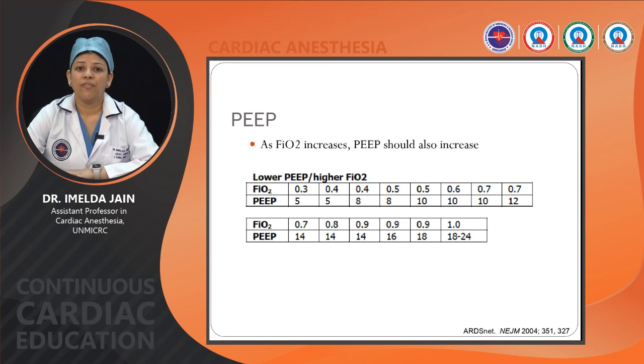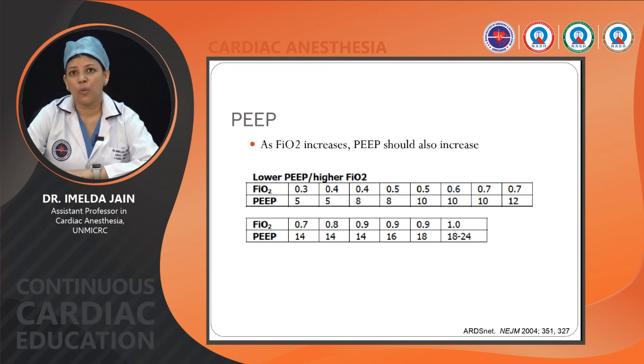So, when we manage a patient of ARDS, as we increase the FiO2, the PEEP should also be increased. This is a sliding scale which shows the range of PEEP with increasing levels of FiO2. When the FiO2 requirement is 0.3, a PEEP of normally 5 should be given to the patient. When the FiO2 is increased to 0.4, the PEEP level should range from 5 to 8.